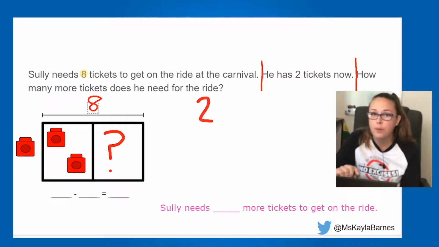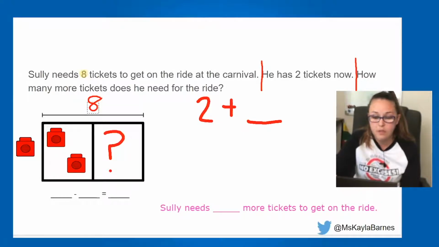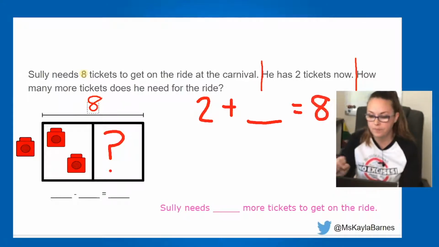And I know that with a part whole map I'm going to add the 2 boxes together, but I don't know how many is here yet. So I'm just going to put that line like we did in our sentence. That way we can solve for it in a little bit. And we know that 2 plus something equals the 8 tickets that Sully needs to get on the ride.